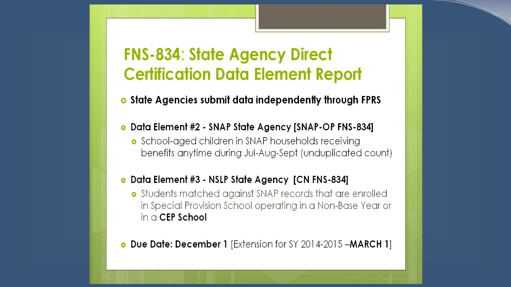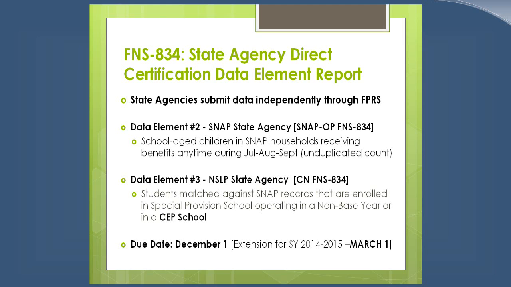Data element number 2, the SNAP state agency submits on the SNAP OP FNS-834, and this includes the number of school-age children between the ages of 5 and 17 in SNAP households receiving benefits anytime during July, August, or September of that school year. This is an unduplicated count. That is, if the child is recorded as being in a household receiving benefits for all 3 months, the child is only counted once here.